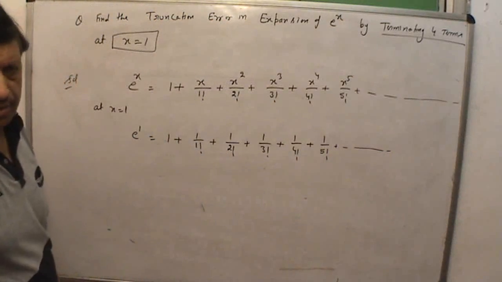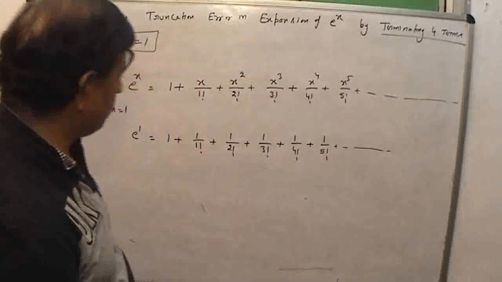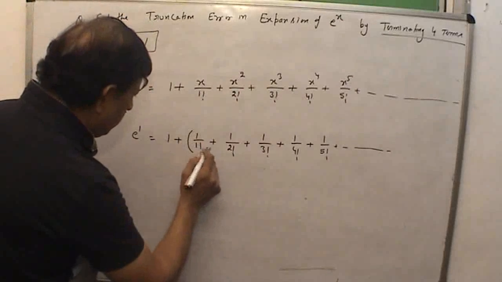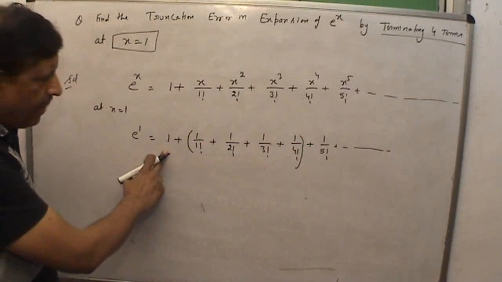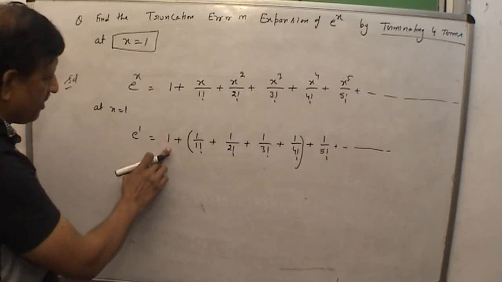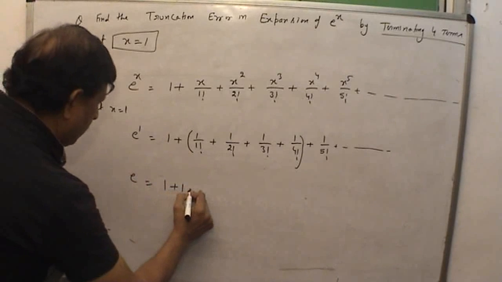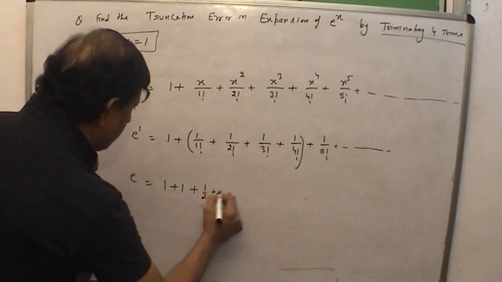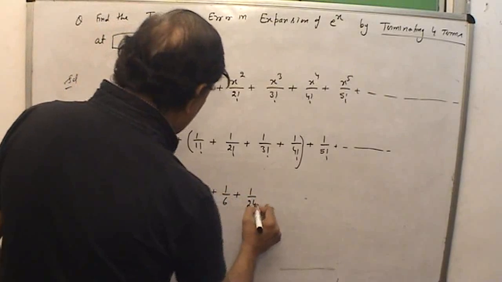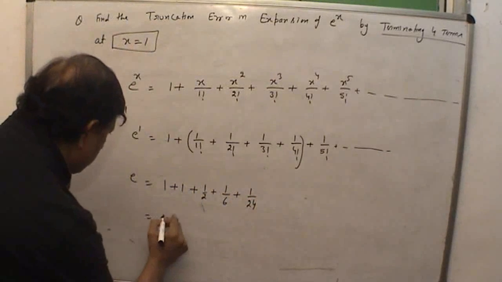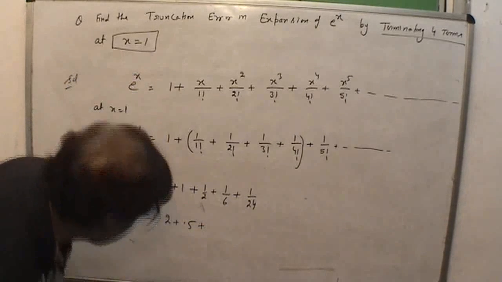How many terms should we take according to the problem? By terminating 4 terms, 4 terms means 1, 2, 3, 4. We don't count the 1 as a term, it is a constant. It is separate. Other than 1, these are the 4 terms. Then e is equal to 1 plus 1 plus 1 by 2 plus 1 by 3 factorial, which means 6, and 4 factorial means 1 by 24. That is equal to 2 plus 0.5 plus, we can calculate it.